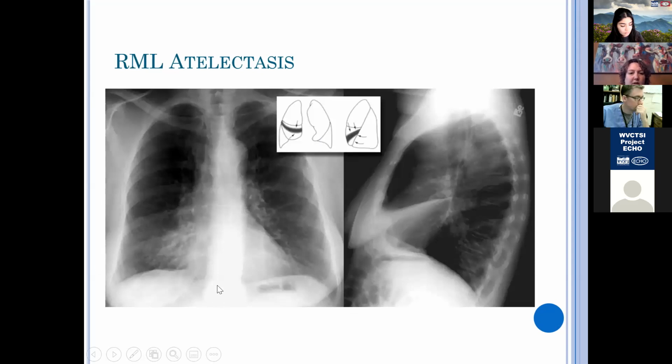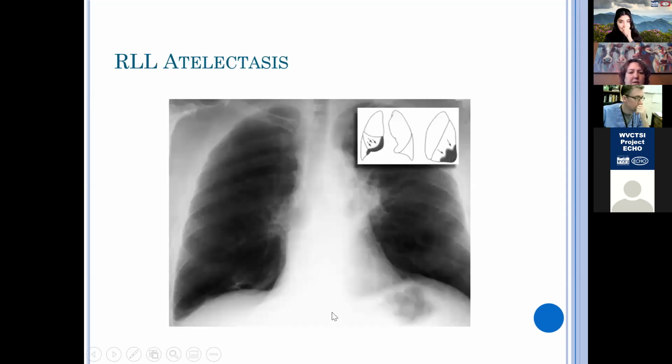Right middle lobe, we've talked extensively about this. You lose the right heart border here, which you can see there's not a very clear outline here. And you can see this process occurring here as well. This is the right lower lobe. You lose the clarity and the definition along this border, as well as along the diaphragm.